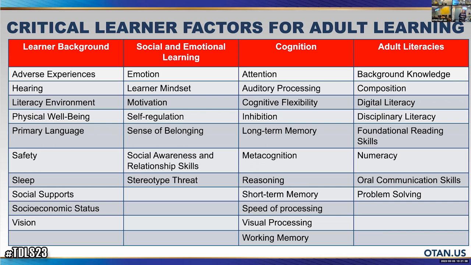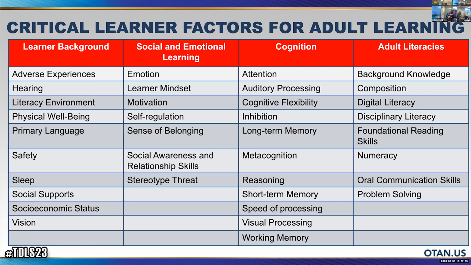And then we have social and emotional learning, and that's your emotion, your sense of belonging. This is really resonating with me because of the plenary that we just watched, which was so fantastic, how important that is. Stereotypes, threats, social awareness. Then we have what we call cognition, which is sometimes people only think that cognition is important, but there's all this other stuff. And so we have memory, metacognition, reasoning, short-term memory, long-term memory. These are all learner factors.